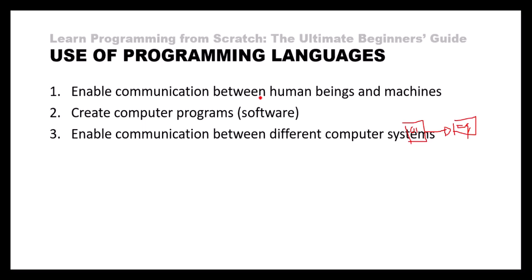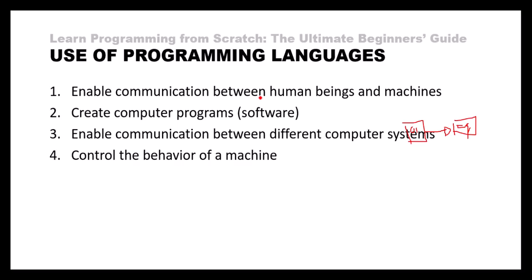Three, computer programming languages enable communication between different computer systems. So apart from human to computer communication, we also have computer to computer and computer to machine communication. It's through the use of programming languages that different machines and different computers are able to communicate.